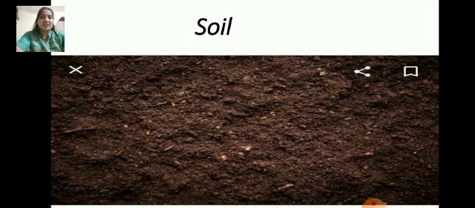Yes, children. So let's see. What is this, children? Can you observe and tell me? Yes, this is soil. So we know that soil is essential for the growth of plants, children. And there are so many uses of soil. As you know, the roots of a plant absorb nutrients from the soil. Throwing plastic bags on the land causes soil pollution also. We should plant more trees, children, to stop soil pollution.